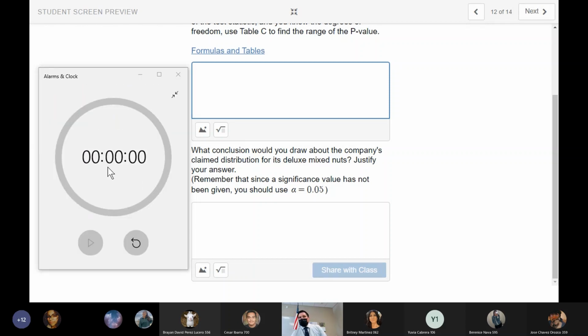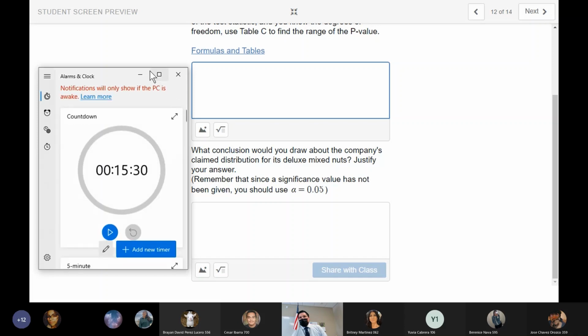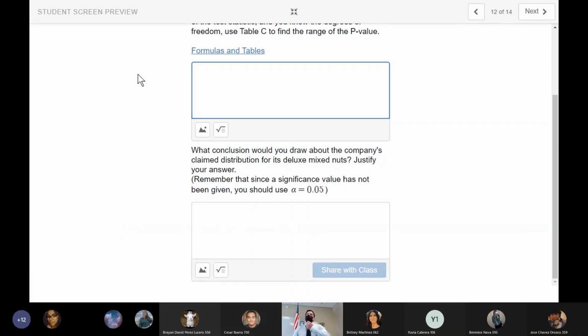All right, let's talk about this. So we need to use degrees of freedom 3, and the test statistic is 6.599 on table C. Right, so if we go to our tables, which I think I have somewhere, maybe I don't.